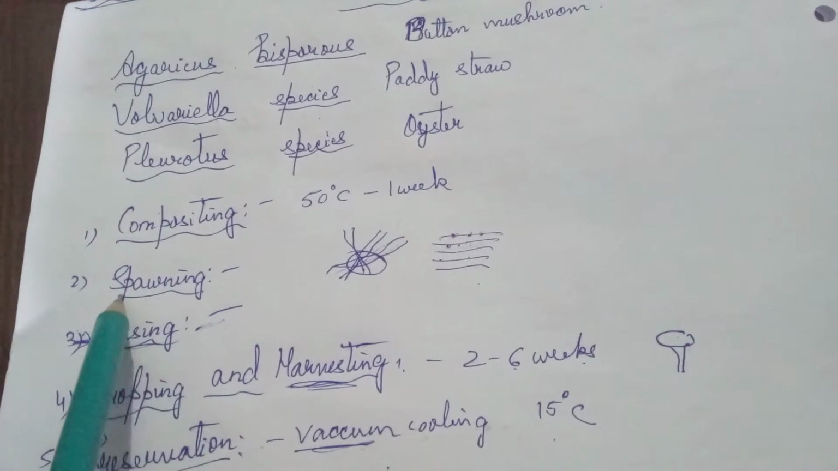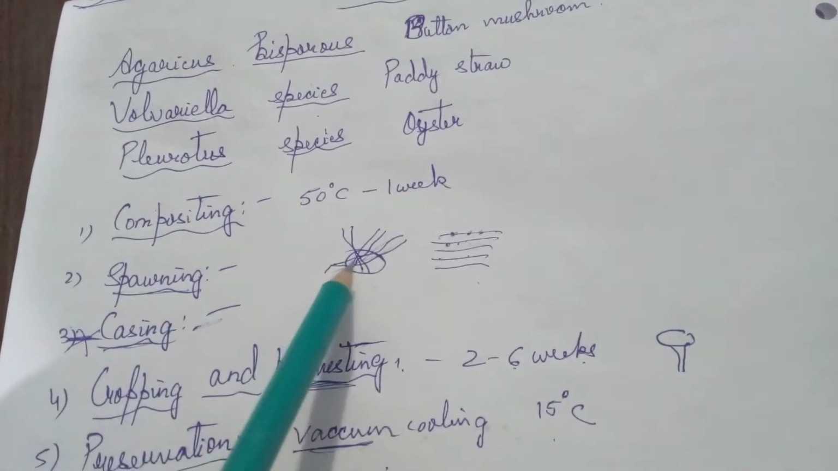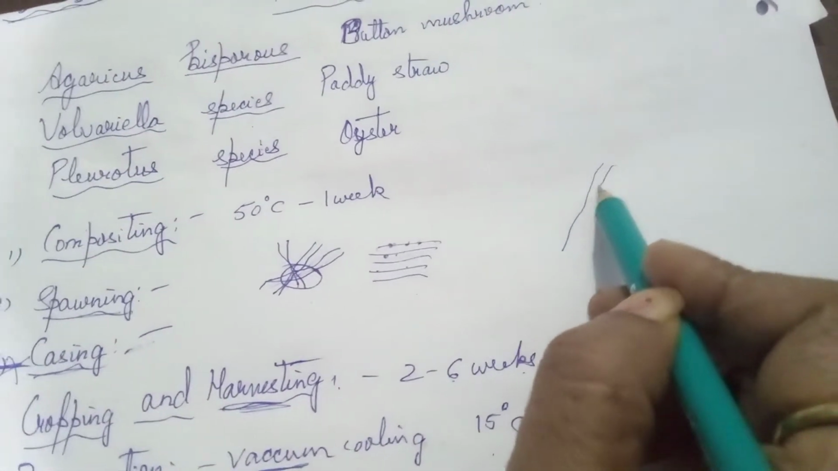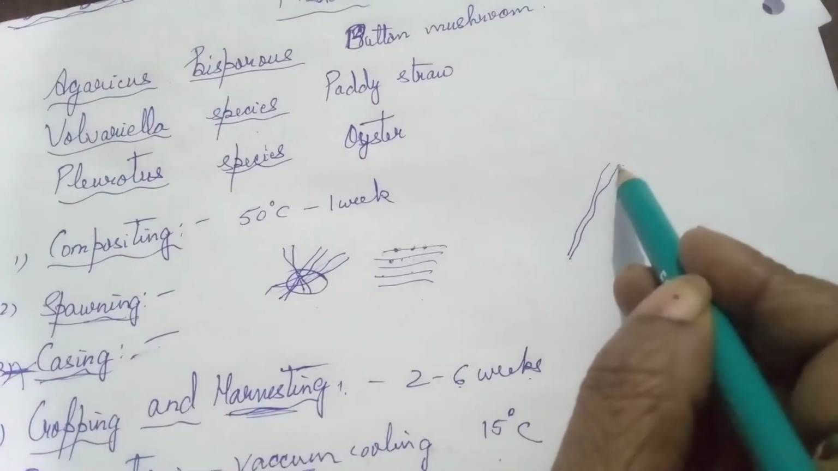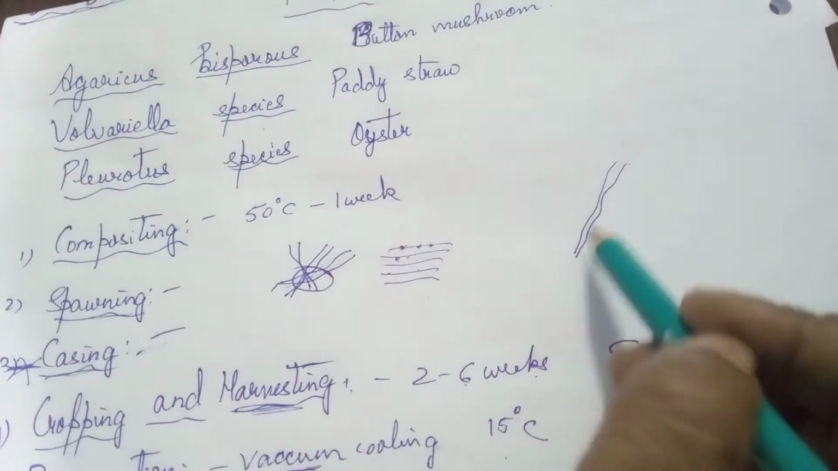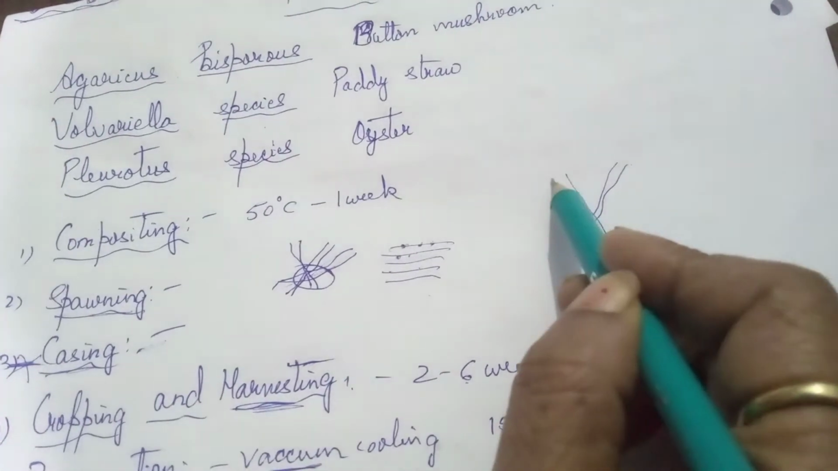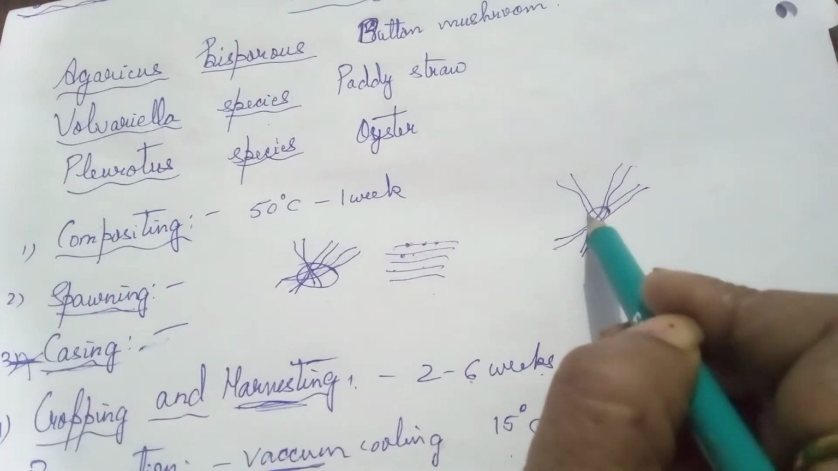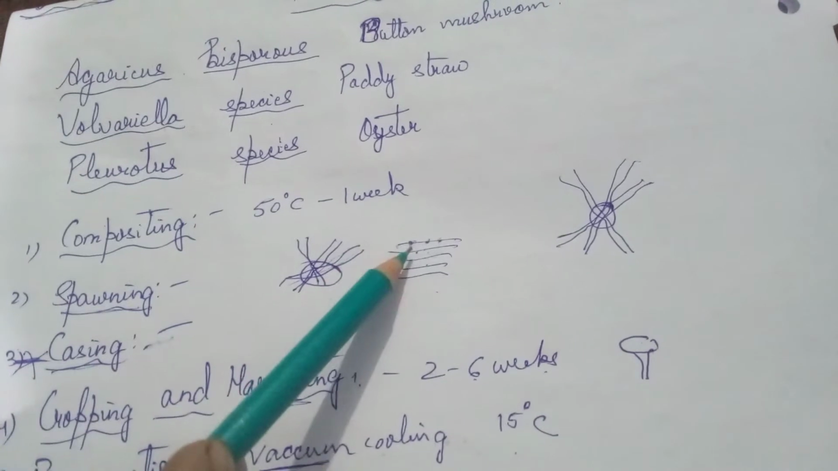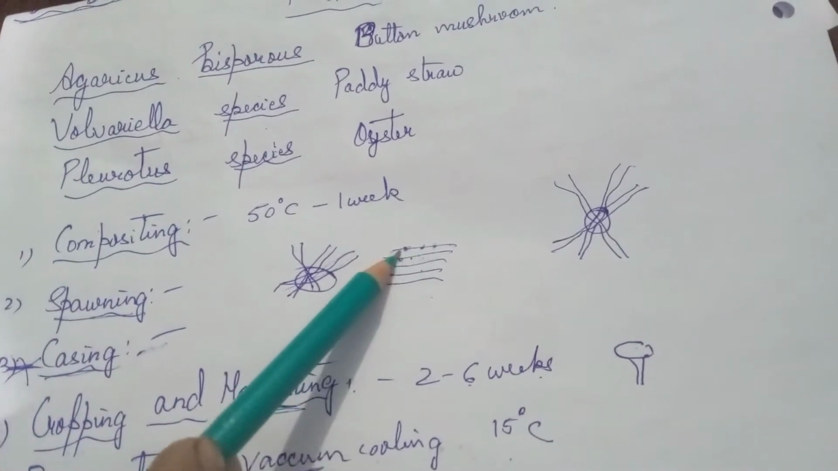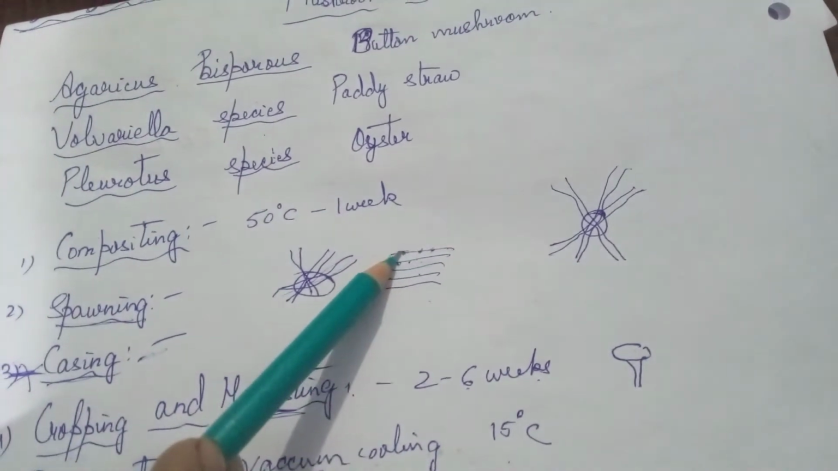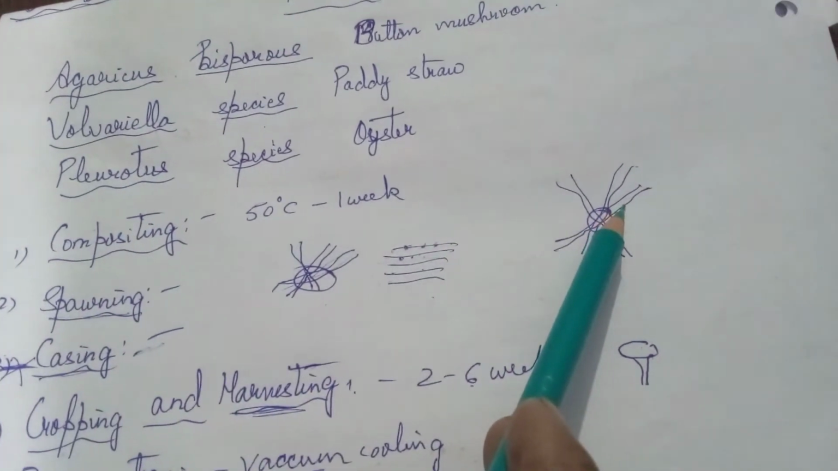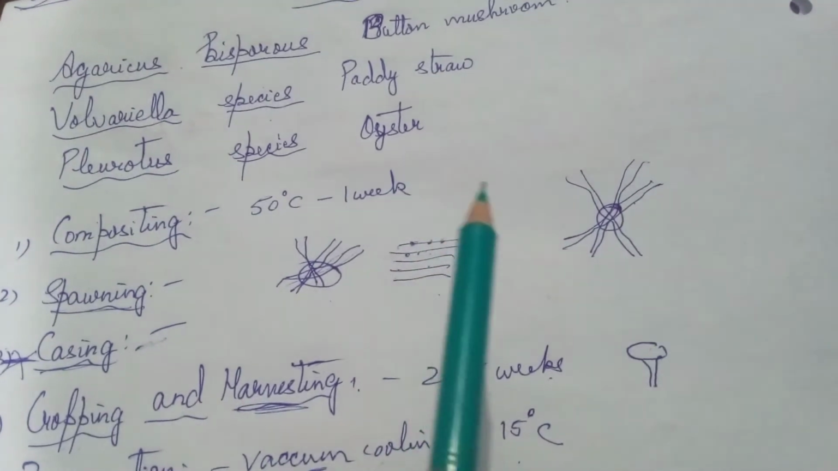Now the next step is spawning. What is spawning? We already know that the fungi do not have true roots or stem. They have slender structures called hyphae, and an interwoven mass or network of hyphae is called mycelium. Now, to this composted paddy or wheat straw, what do we add? Mushroom seed. Actually, it is not seed. We add the hyphae, at equal intervals.